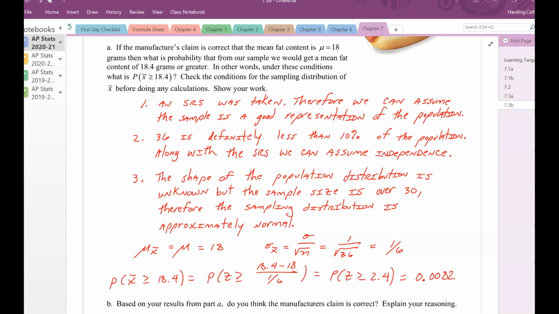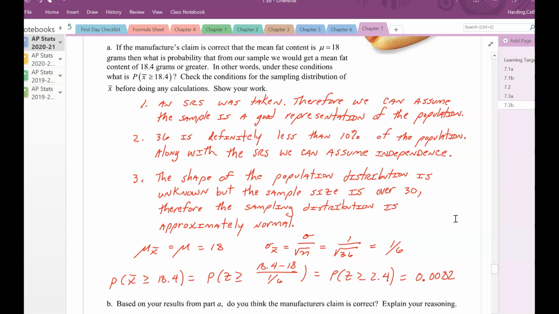The mean of the population is 18. That's the claim, right? The mean, that mu is 18. The standard deviation then is 1/6. You had a standard deviation of 1 over root 36, root n. So basically, we're finding the probability that X bar would be greater than or equal to 18.4. We're getting a z-score for 18.4, either using the table or your calculator. We come up with 0.0082, a probability of 0.0082.